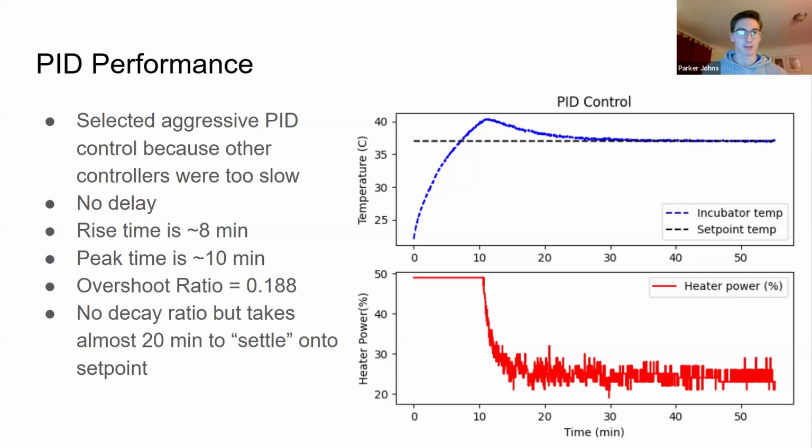It resulted in an overshoot ratio of almost 0.2. But then there was no real decay ratio after that because the PID controller just brought the temperature right back down to 37 and held it there for almost an hour. But it did take almost 20 minutes to settle onto that set point.